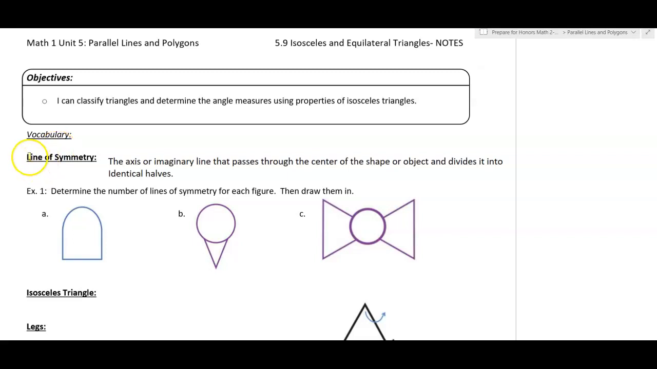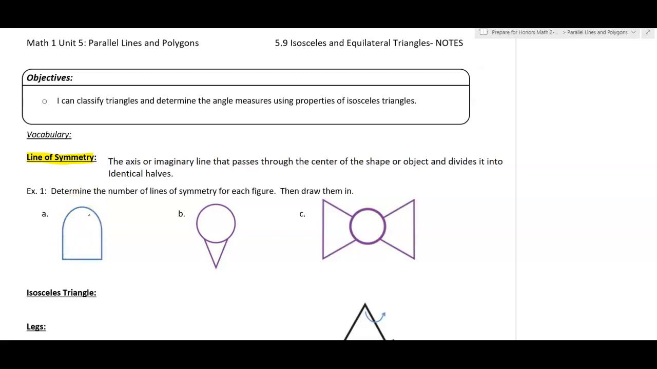Okay, when we talk about lines of symmetry, what is that? Well, it's basically an axis or imaginary line that passes through the center of a shape or object and divides it into two identical halves. Now, what that means is if I look at the three figures below, a line of symmetry is if I draw a line down the center here, notice that this half of the figure, if I fold it over that line, it would land directly on top of this.